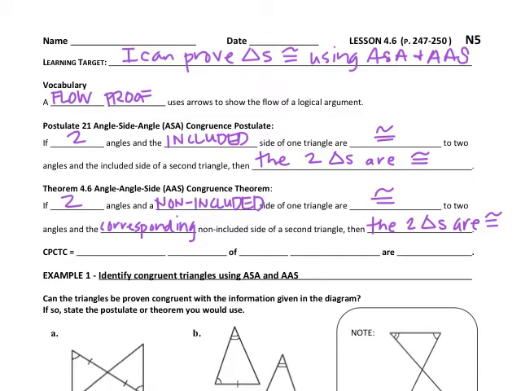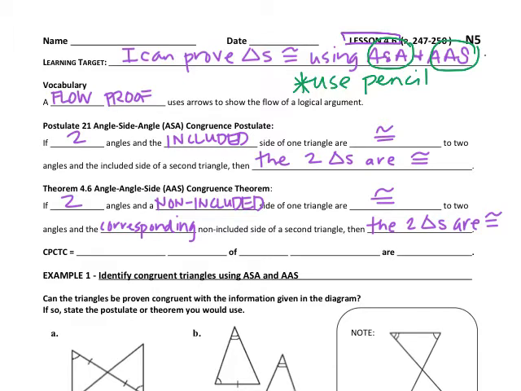This is the video for lesson 4.6, and I would like you to be using a pencil, please, of course, for the note taking and any work that you do in geometry. So the lesson today, when you get done, you should be able to prove triangles congruent using ASA as well as AAS. So that stands for angle, side, angle, and angle, angle, side.